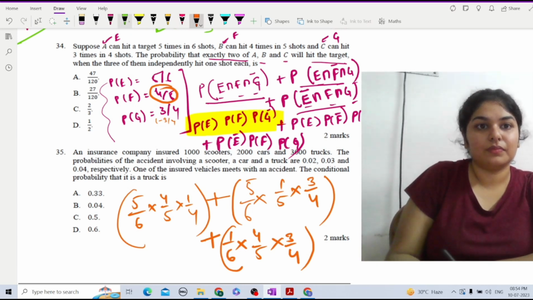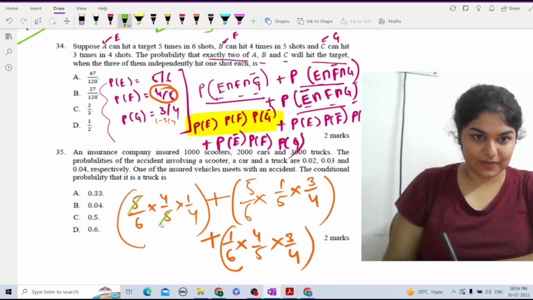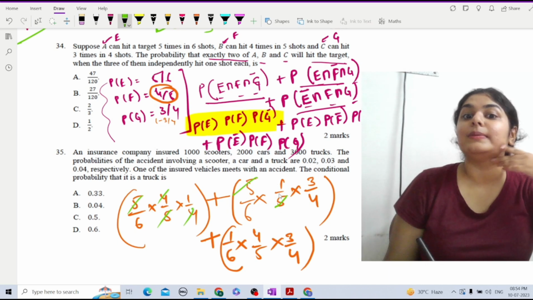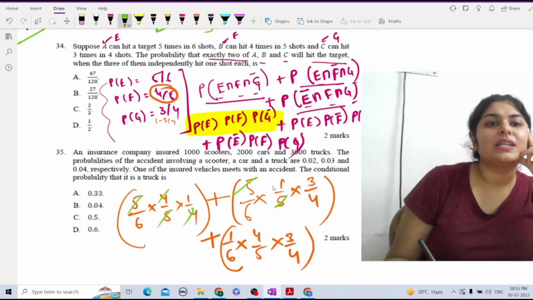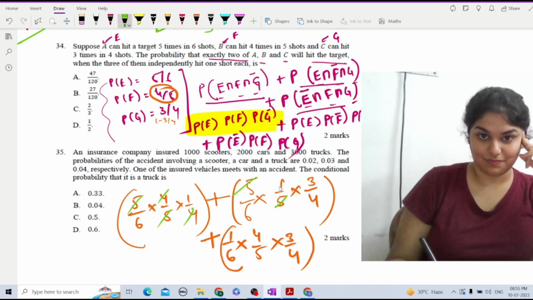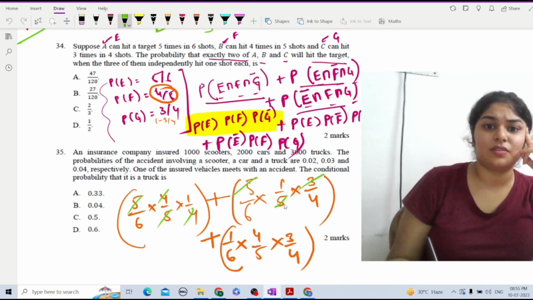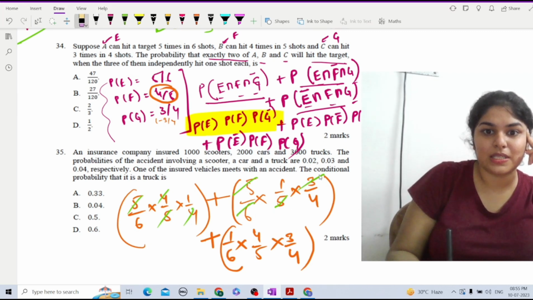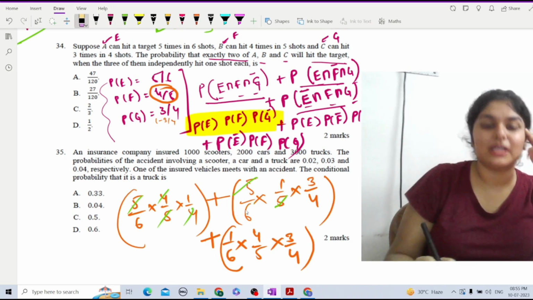Okay. 5 gets cancelled, 4 gets cancelled. 5 gets cancelled. So here we have 5 by 6, 1 by 5. This is correct. So 3 1s are 3. Let's say 3 2s are 6. Or let's not simplify it because we will have 6, so it will be easier for us to calculate, right? Okay.